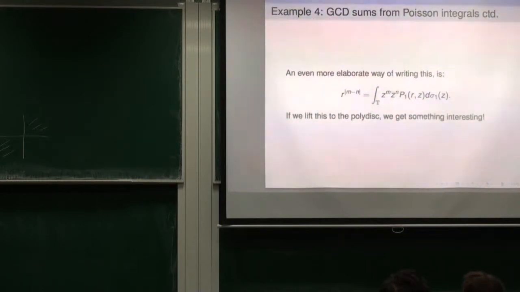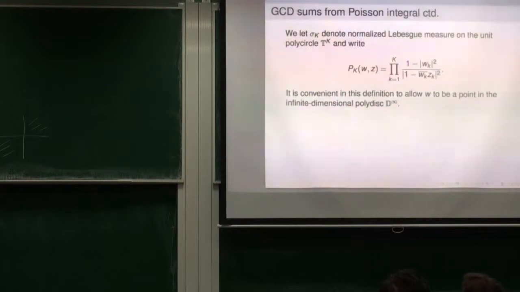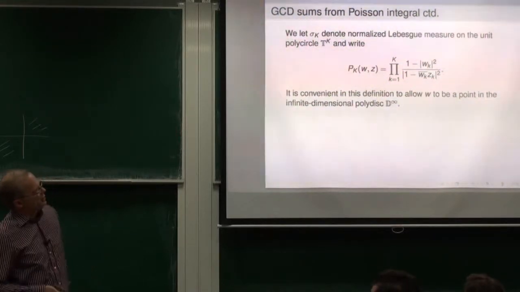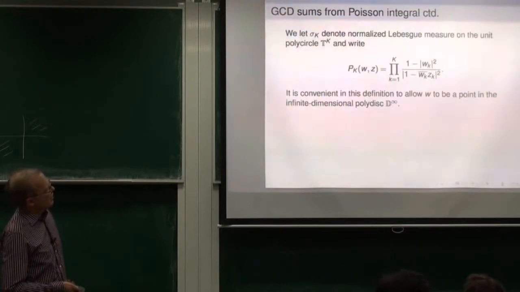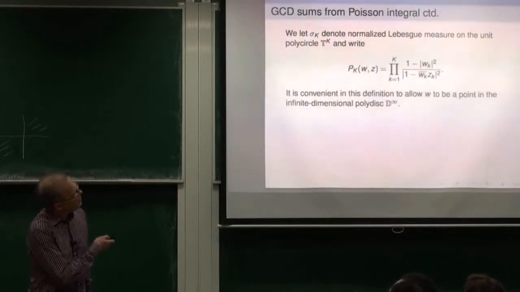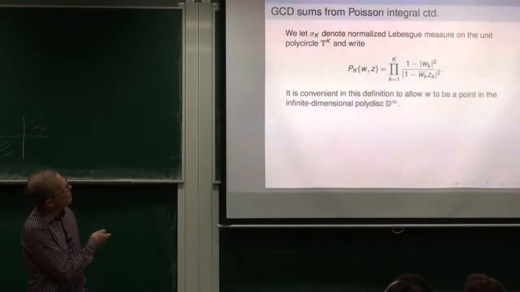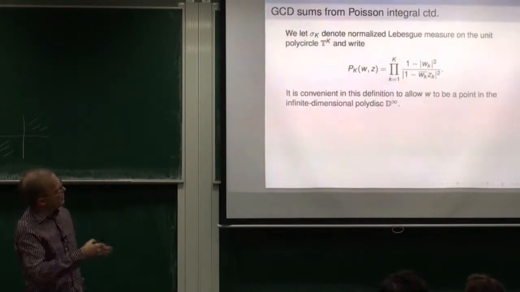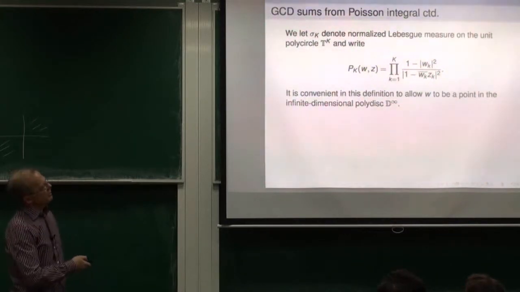Now I lift it to the polydisc. Okay, so I take the Poisson kernel on the polydisc. It just means I take a product of one-dimensional Poisson kernels. For what will come now, we should think of the w here actually as a point on the infinite dimensional polydisc. It just means that w is a sequence, and I pick the K first terms in this sequence.